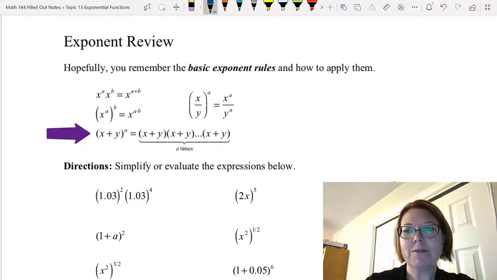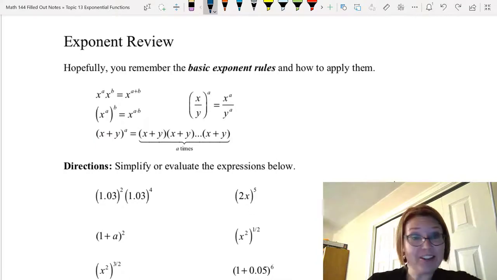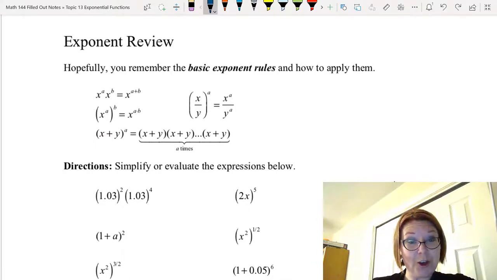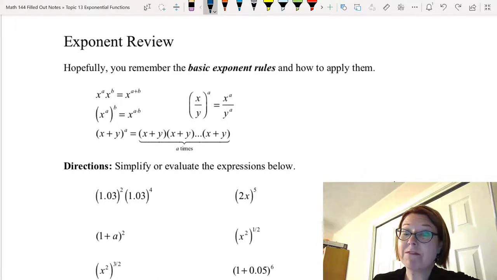It's just distribution. At this point, I'd like you to actually try applying these. These are rules you should know. And so go ahead and try to simplify or evaluate the expressions below. Pause the video and come back and see how you did.